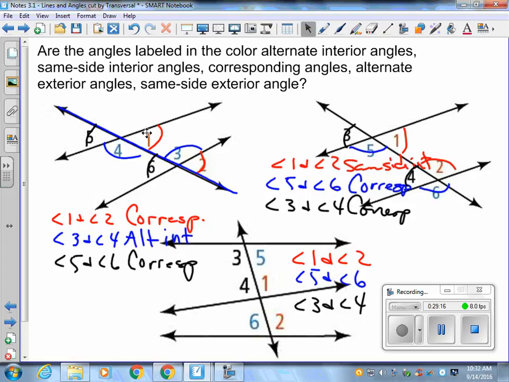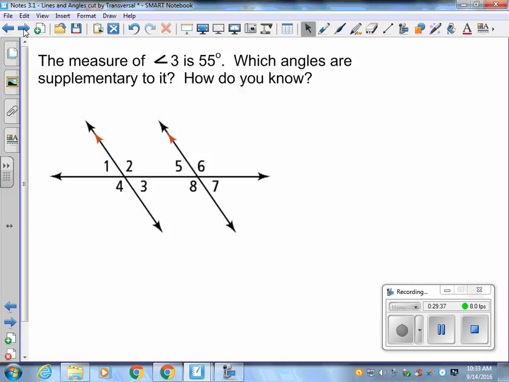And so one of the things for the next vocabulary quiz is you're going to have not quite as complicated a picture. One picture with one pair of angles marked, and you have to name it, as well as being able to match definitions. Does that make sense? Okay. All right. In our next one, we're going to look at the measure of angle 3 is 55. Which angles are supplementary to it? How do you know? Go ahead and copy this picture down, and then we'll go through and discuss the question.